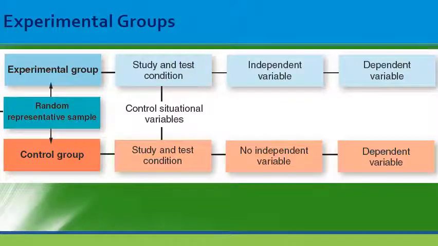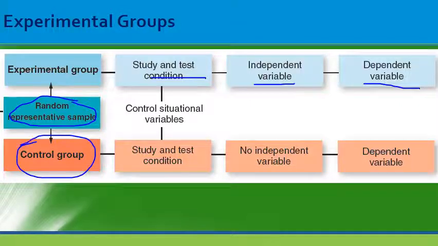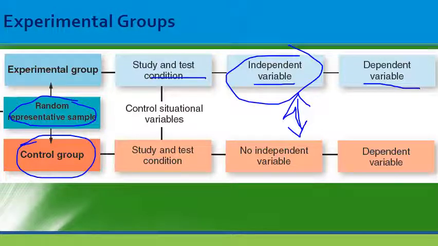So basically, if you were to diagram it, it looks like this. An experimental group gets manipulated with the independent variable, and that should show a change that we call the dependent variable. This random representative sample would also be pulled into a control group who don't get manipulated, and therefore we can compare these two to see if this change actually really does make a difference.